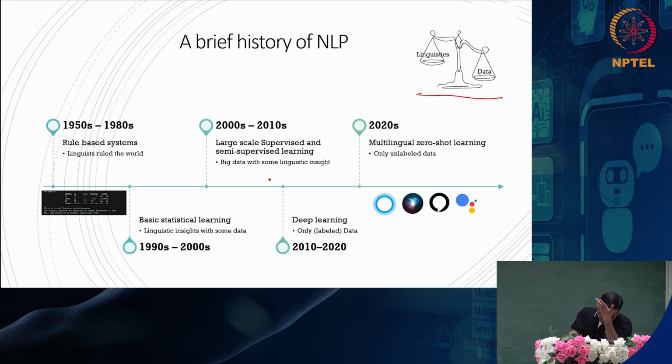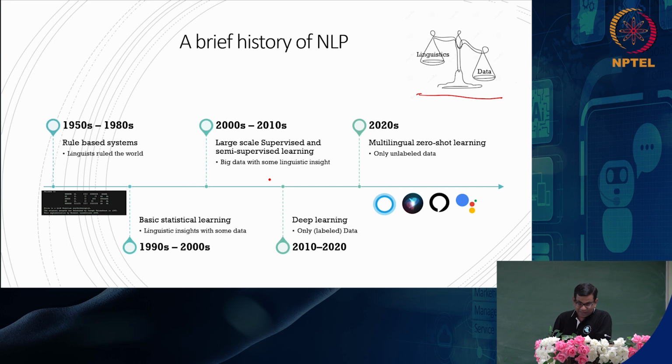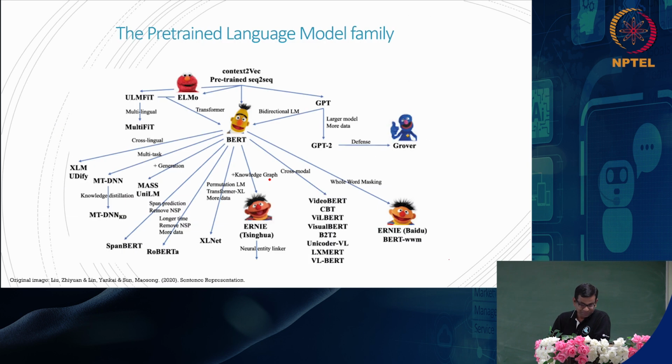Then came deep learning, 2010, where the models were supervised neural models like RNN, LSTM, all kinds of CNN, but that requires a lot of data. And from the 2020s, it's all multilingual zero-shot learning. You don't need to do anything. Use only unlabeled data, build the model, and then prompt. It will give you whatever desired task you want to do.